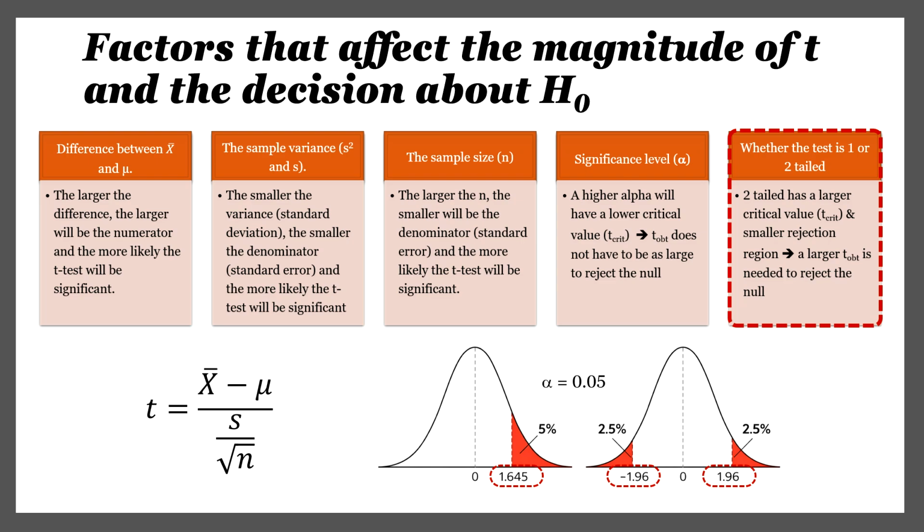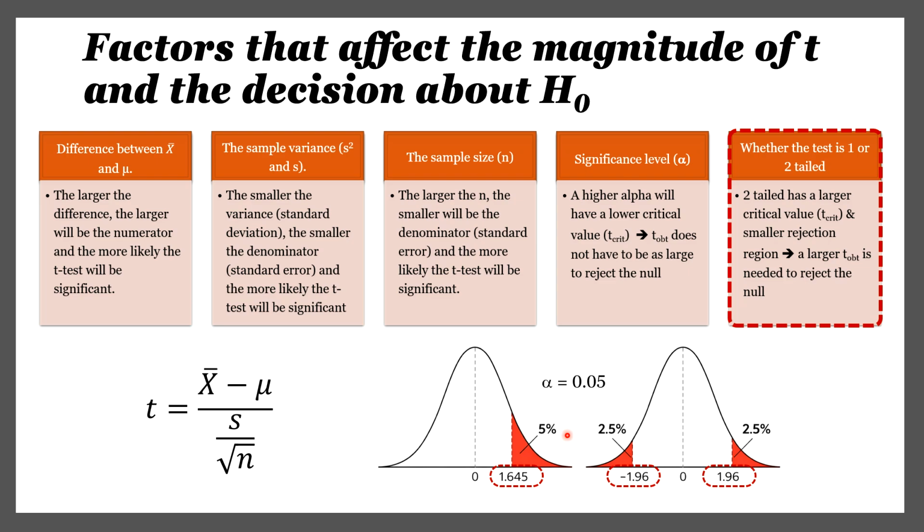Finally, whether your test is one-tailed or two-tailed. So remember, in a two-tailed test, we split alpha, with half of alpha going into one tail and half in the other tail. So in a two-tailed test, your rejection regions are smaller, and therefore the critical values are further away from the mean, making them larger, making it harder to reject the null hypothesis.